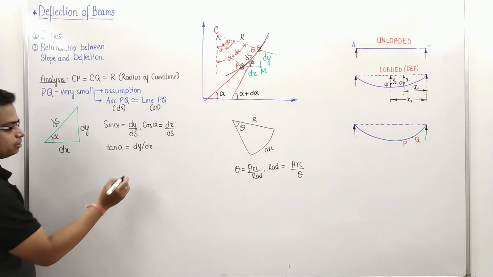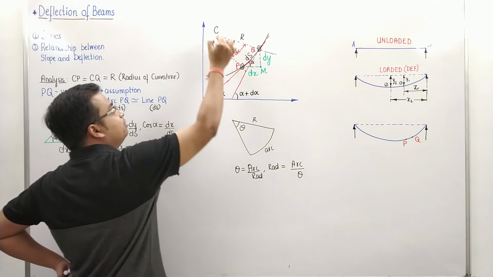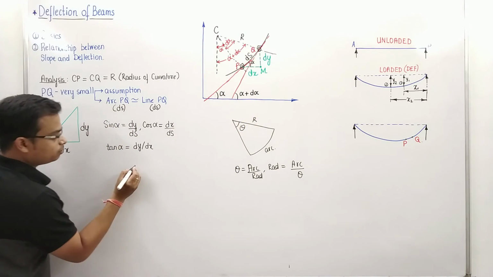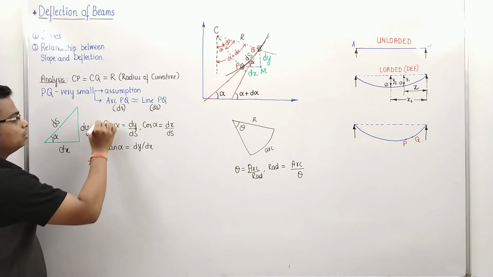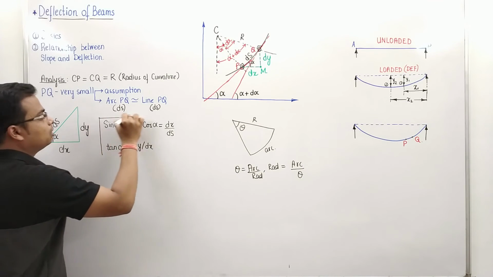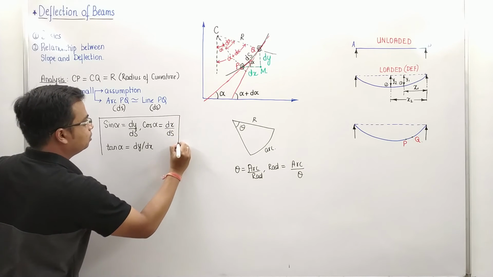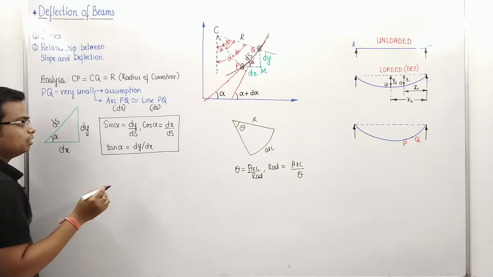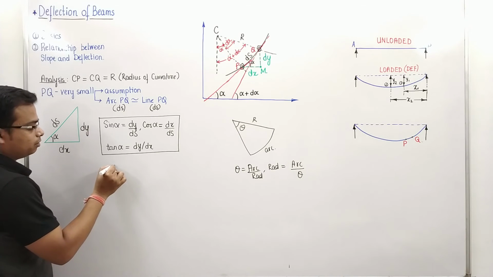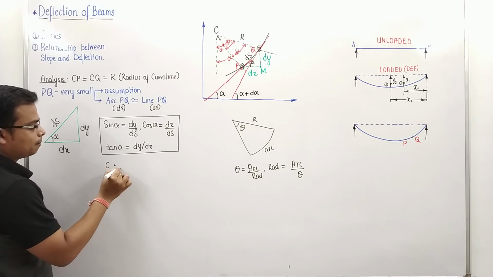So just take a look at this. I'm going to be making this arc PQ, only this much portion. Let me first enclose this in a rectangle. These are the results which I'll be referring to in the further analysis. Now, just take a look at this. This point over here is C.